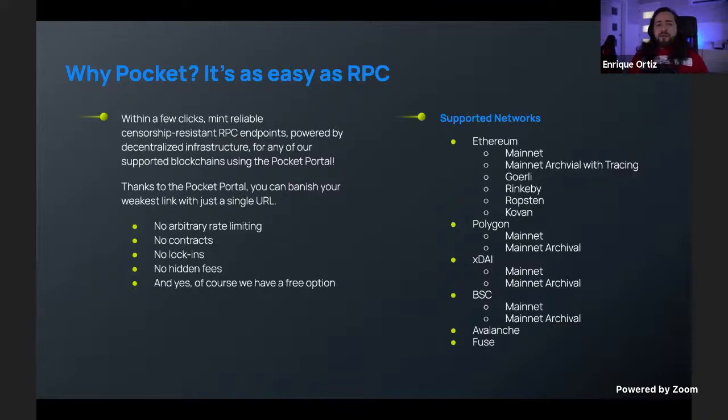So we support a few networks. Ethereum, of course, we support it. All of the testnets, mainnet. We've got mainnet support for archival with tracing. That means archival with tracing basically gives you added functionality to be able to sync subgraphs, for example. A lot of people use this actually. They sync their graphs, subgraphs locally with a Pocket endpoint, and it works perfectly.